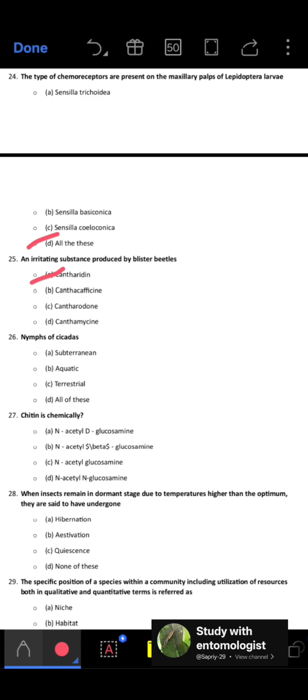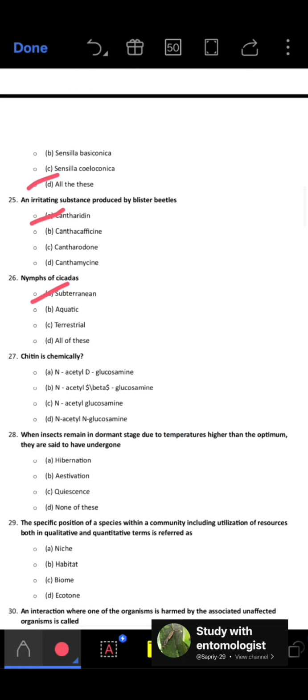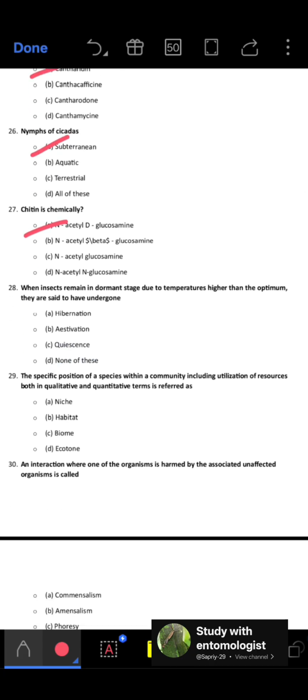Next, nymphs of cicadas. In cicadas, nymphs are subterranean. They remain below the soil only. Then chitin, chemically, is a polymer of N-acetyl-D-glucosamine. Next, when insects remain in a dormant stage due to temperature higher than the optimum, they are said to have undergone estivation.